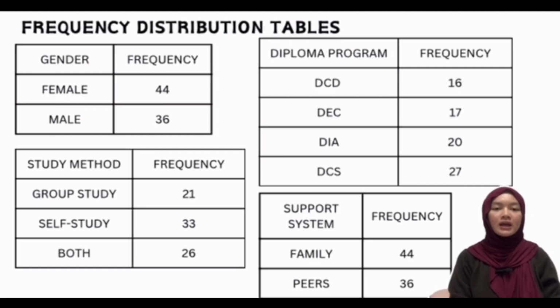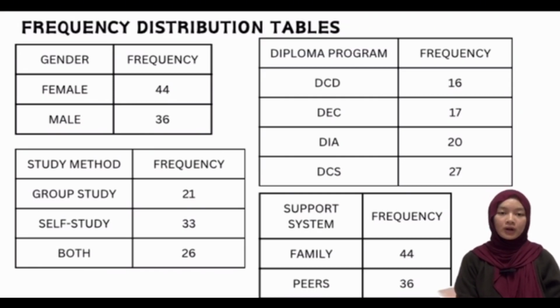female is 44 and male is 36, so female is higher than male. For study method, group study is 21, self-study is 33, and for both is 26. So, the highest one is self-study, while the lowest one is group study method. For diploma program, DCD is 16, DEC is 17, DIA is 20, and DCS is 27. The highest one is DCS, while the lowest one is DCD.